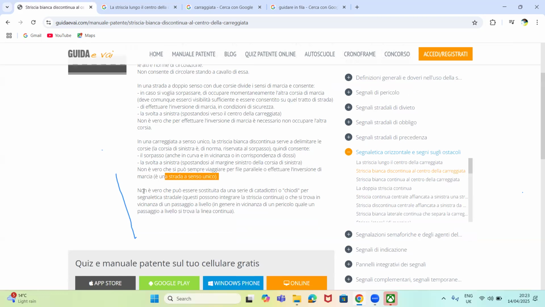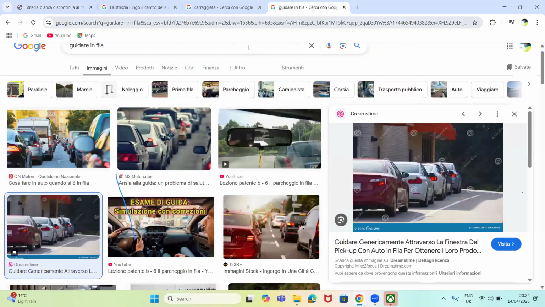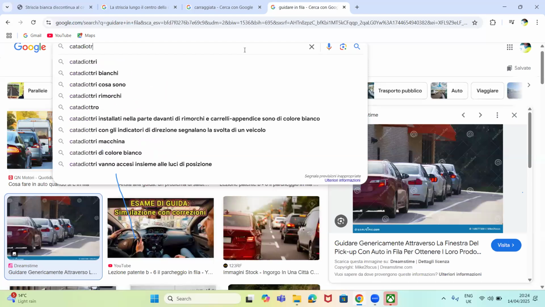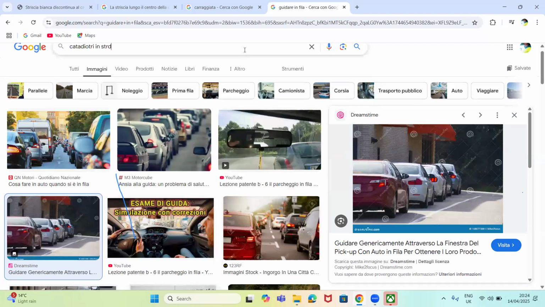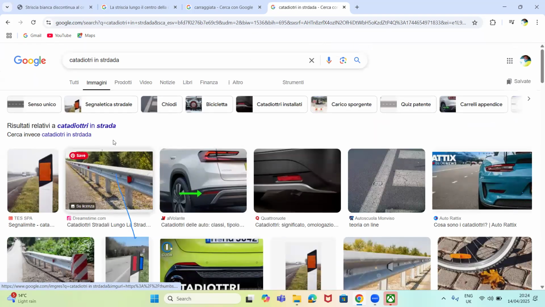Now watch it. Concerning senso unico, non è vero che this discontinuous line, because we are talking about striscia bianca discontinua, waiting for the center of the carreggiata. So, non è vero che those discontinuous lines può essere sostituita da una serie di catadiotri o chiodi. What is catadiotri? For some of us, we don't see these things on the road many times. Let me show you something. Catadiotri in strada. Many times when you're walking on the road, you will see this thing, they will put it on the center.